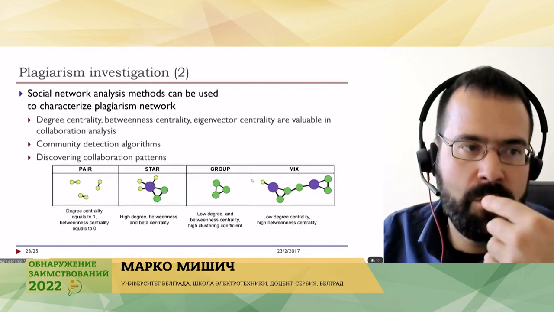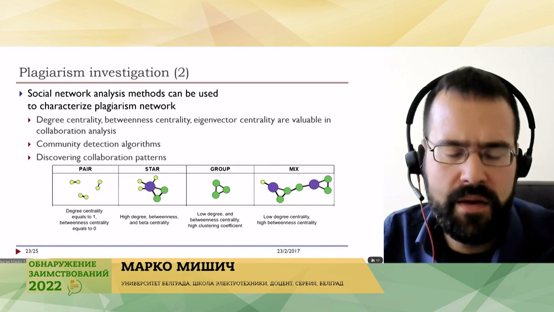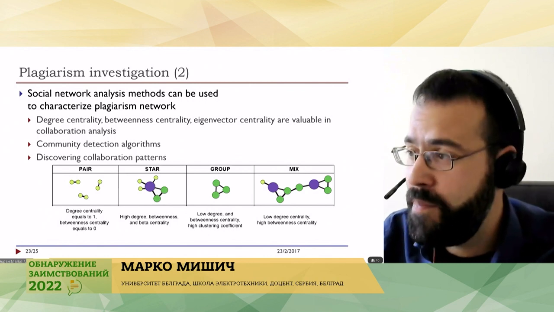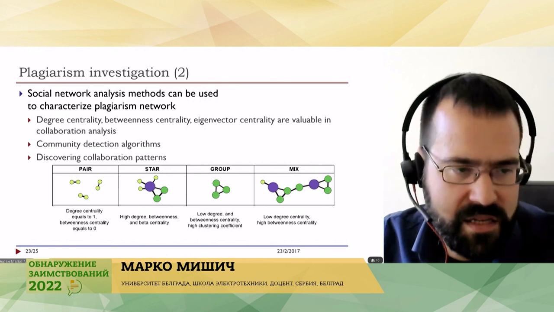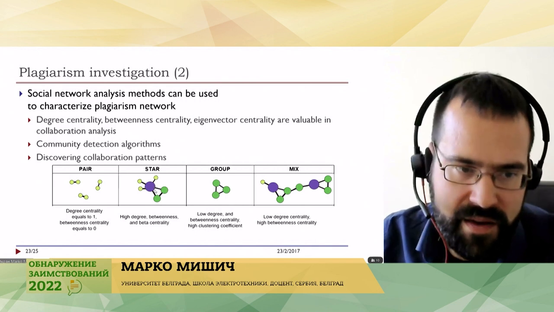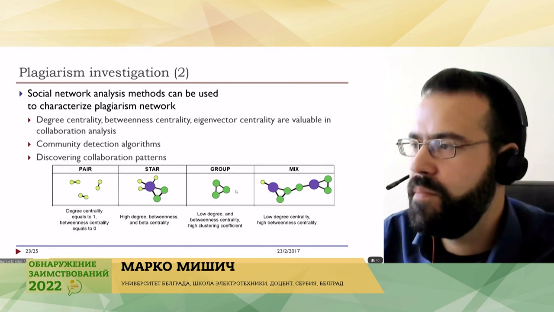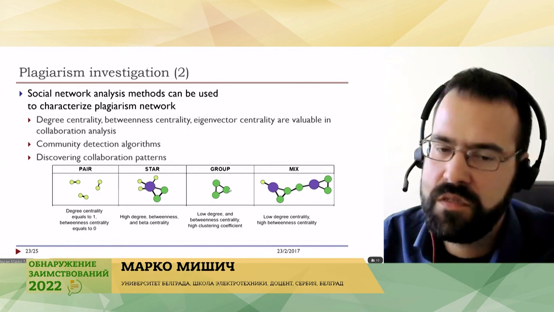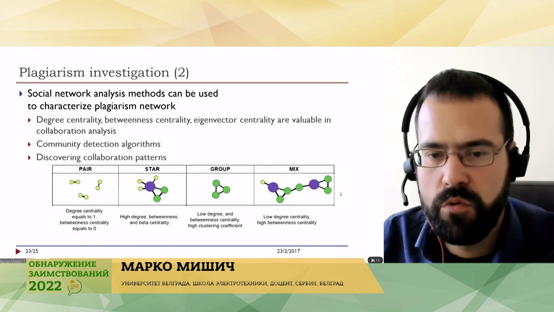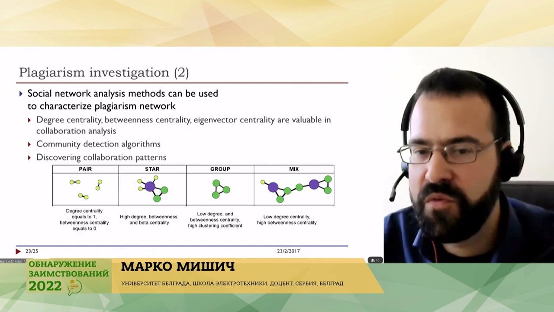We can see different collaboration platforms, and we have been able to identify, using those social network methods, several typical patterns of collaboration, such as pairwise collaboration, but also star-shaped collaboration when you have a central node, which is probably the source of plagiarism, or group type of plagiarism when several students usually collaborate together to write the one solution, or we have those students who mix solutions, parts of their solution from different sources.